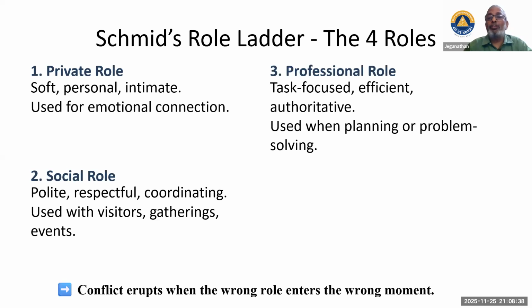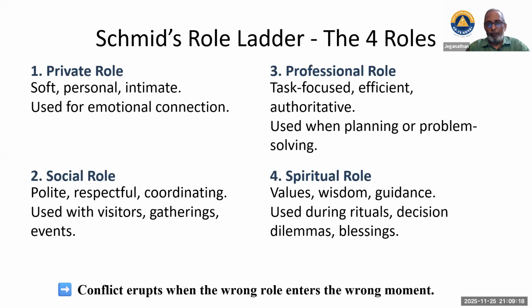The third is the professional role. When we say a professional role, it talks about being task focused, being efficient, talking about efficiency, using our authoritativeness, right? All these things which we can also find in our organization when we are in our profession. The same sort of professional role also applies in our family life, which we call task focused, efficient, and authoritative. So it is used when planning or problem solving various aspects in our family. I'll also be bringing out various examples for all these four roles at a later stage.